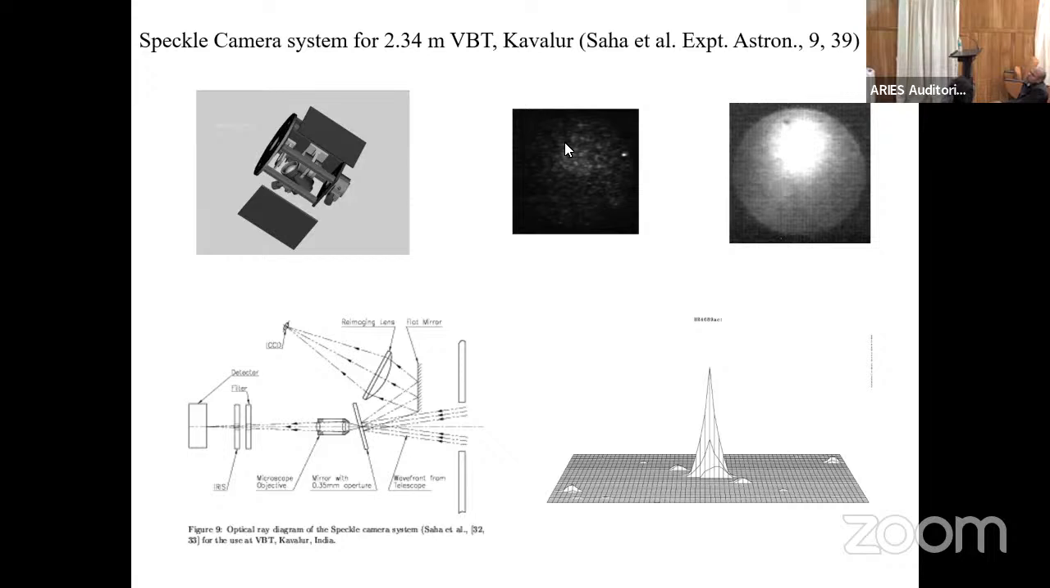So what I did was the Fourier transform and autocorrelation. There is a secondary peak here. It's actually a close binary star. Separation is about 0.47 arc second.